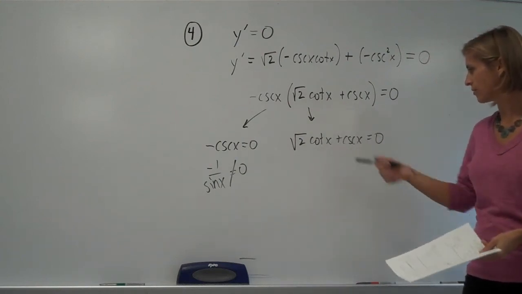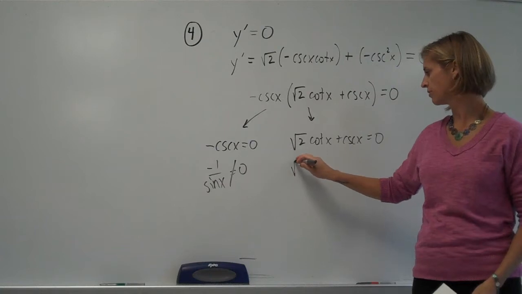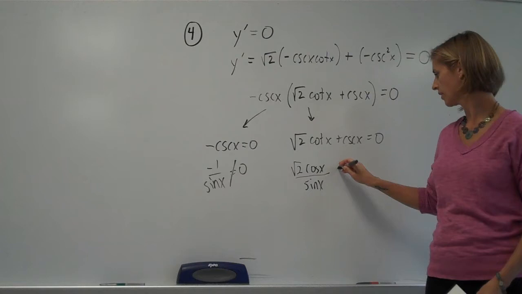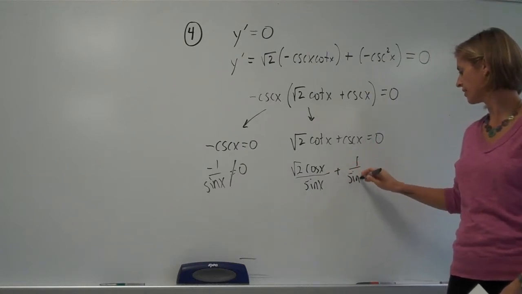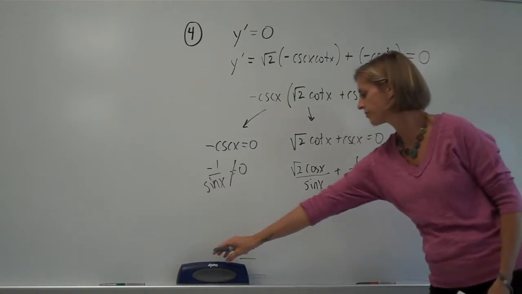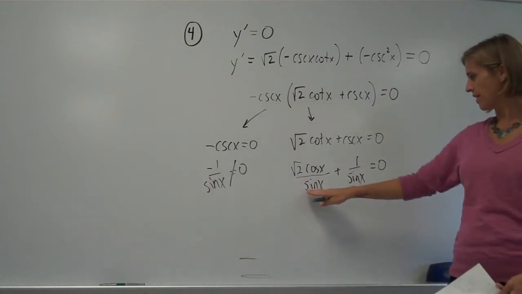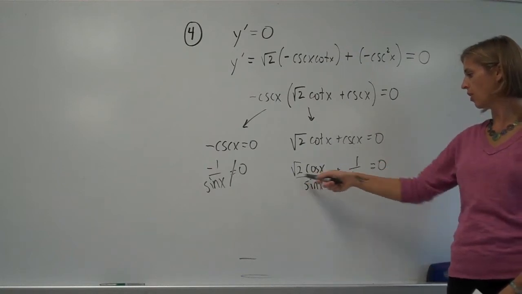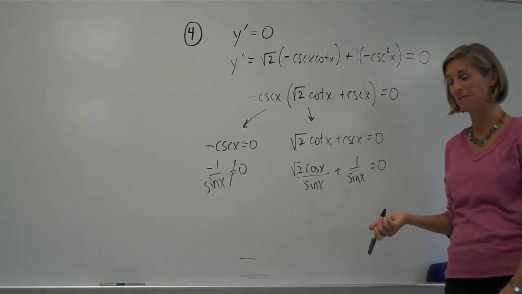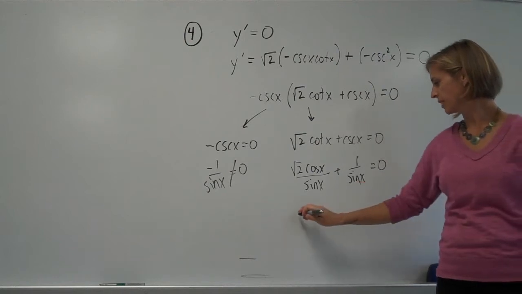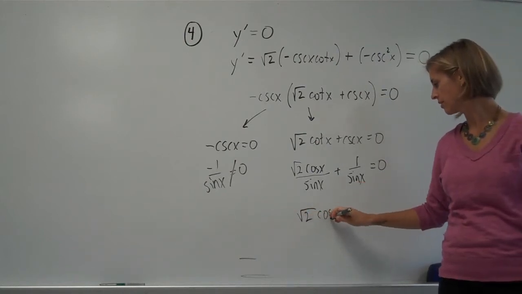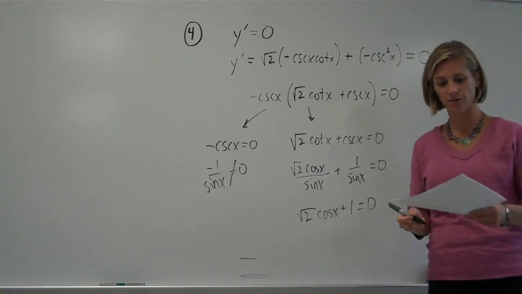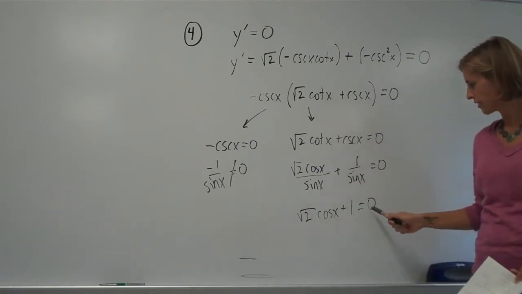So I just have to look at this one. I expanded this to take a look. Cotangent is cosine of x over sine of x, and cosecant is 1 over sine of x, and that equals 0. Put together, this is really root 2 cosine plus 1, all over sine, since it has the same denominator. For this to equal 0, I only have to worry about the top equaling 0. I don't have to worry about the bottom, because if the bottom were 0, the function would be undefined.